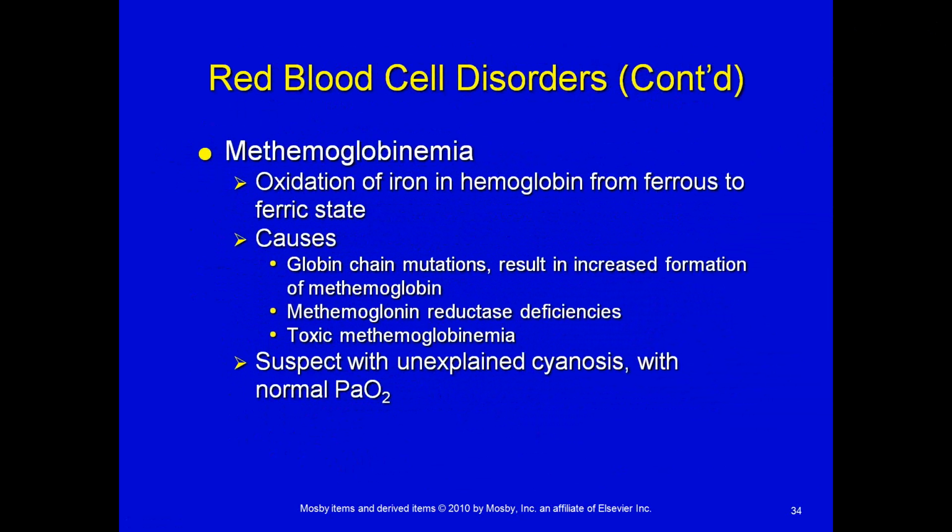Methemoglobinemia is the oxidation of iron in hemoglobin from the ferrous to the ferric state. It causes globin chain mutations, and results in an increased formation of methemoglobin.